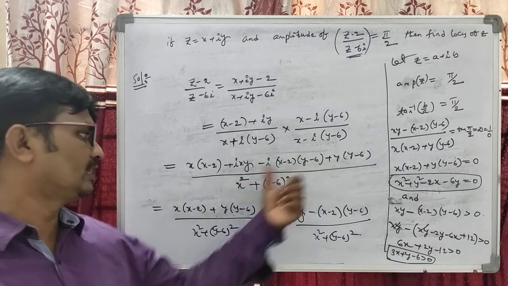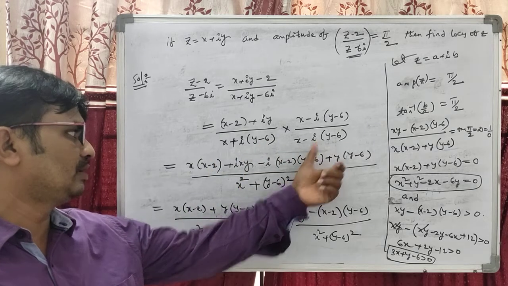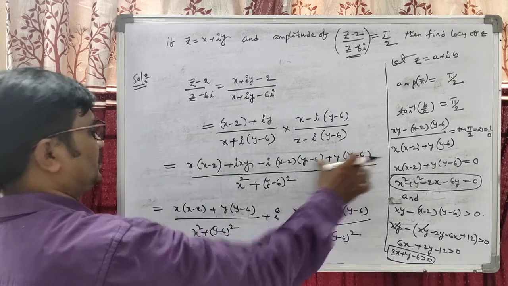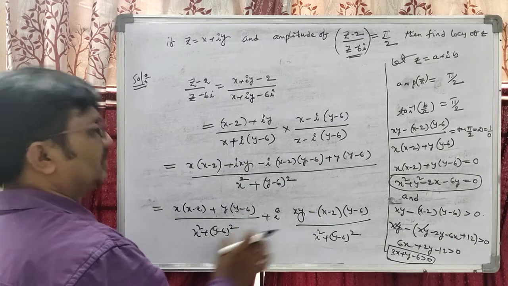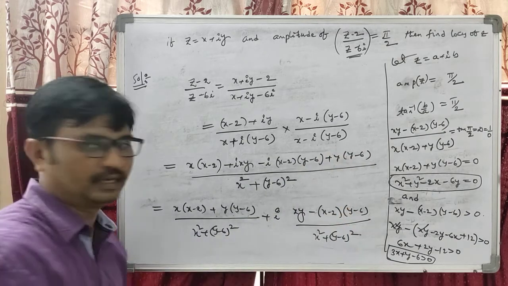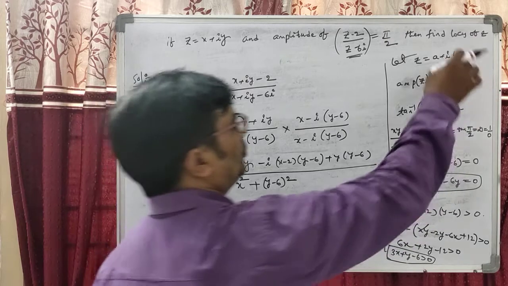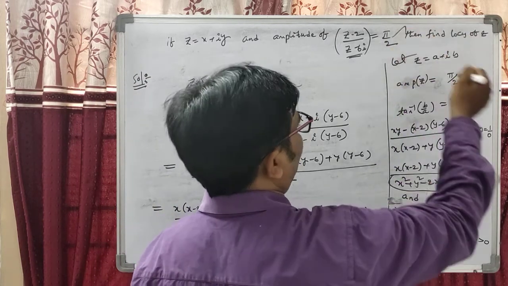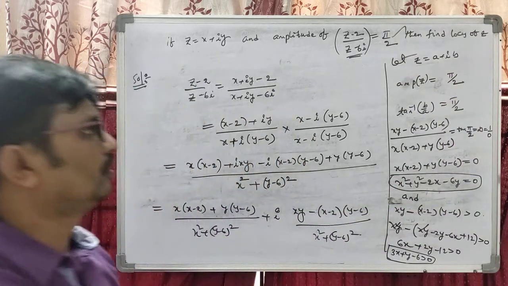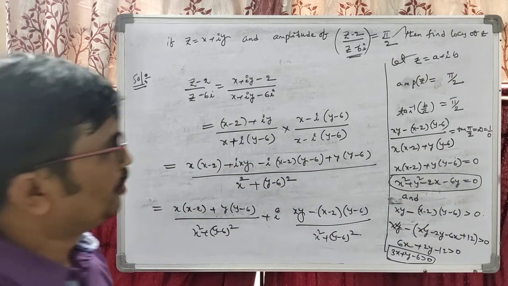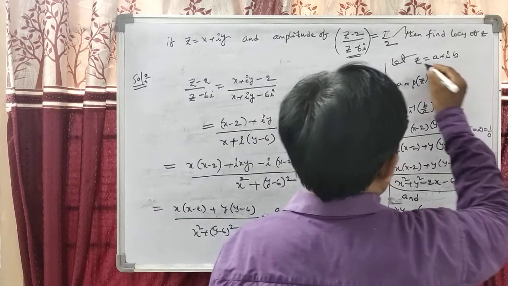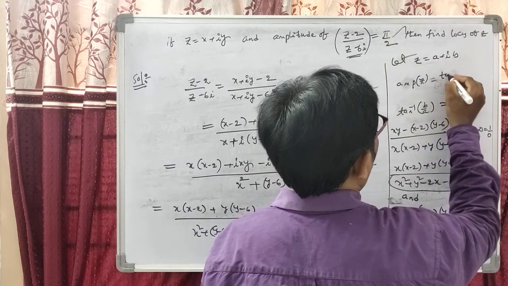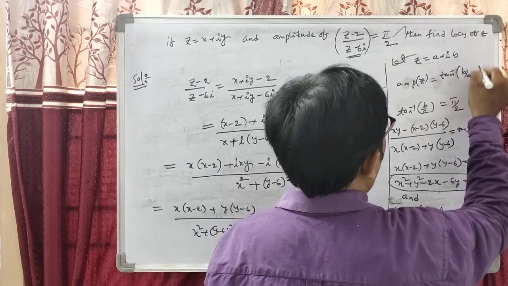A plus b into a minus b: a square is x square, b square is minus i square, which is plus. So the real part is first and last. Real part by denominator, imaginary part by denominator. Let z equal to a plus ib. Suppose the amplitude of z is given. If z equals a plus ib, then the amplitude of z is tan inverse of b by a.